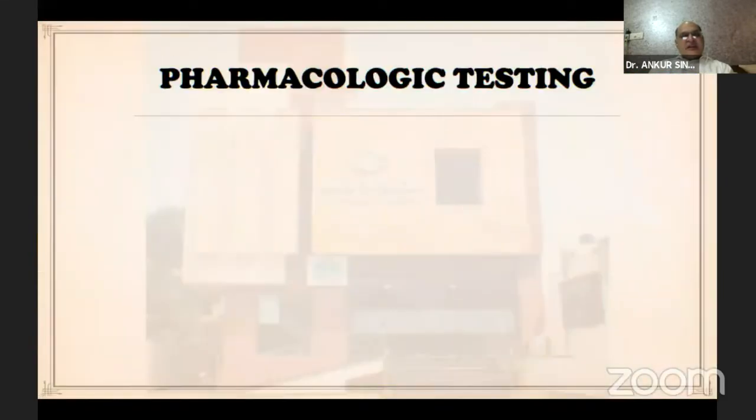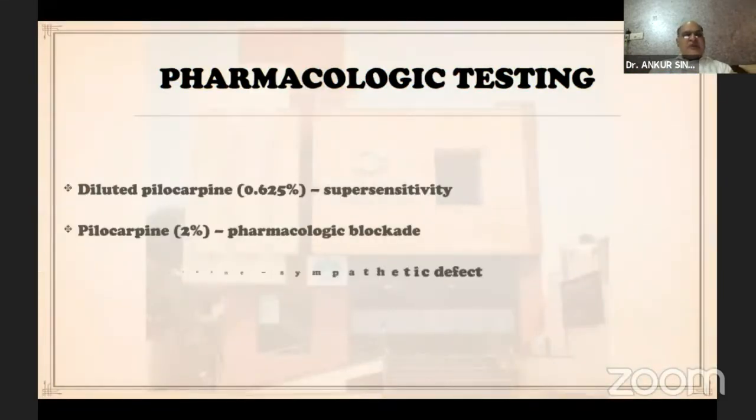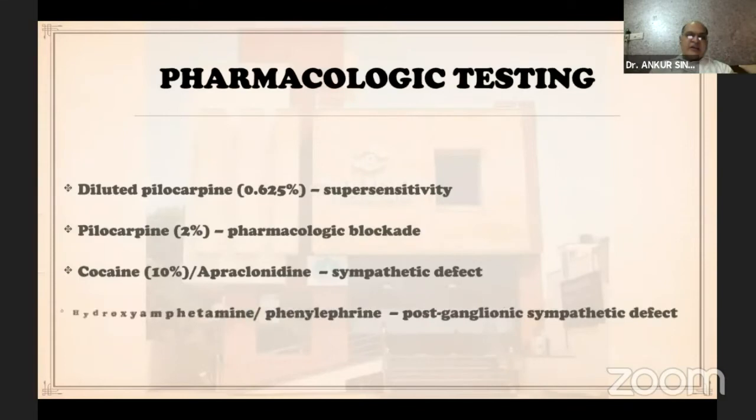Pharmacologic testing can be done with pilocarpine, diluted pilocarpine, cocaine, apraclonidine, hydroxyamphetamine, and phenylephrine, so that we can know whether it is a parasympathetic or a sympathetic blockade, or a presynaptic, preganglionic or postganglionic sympathetic defect.